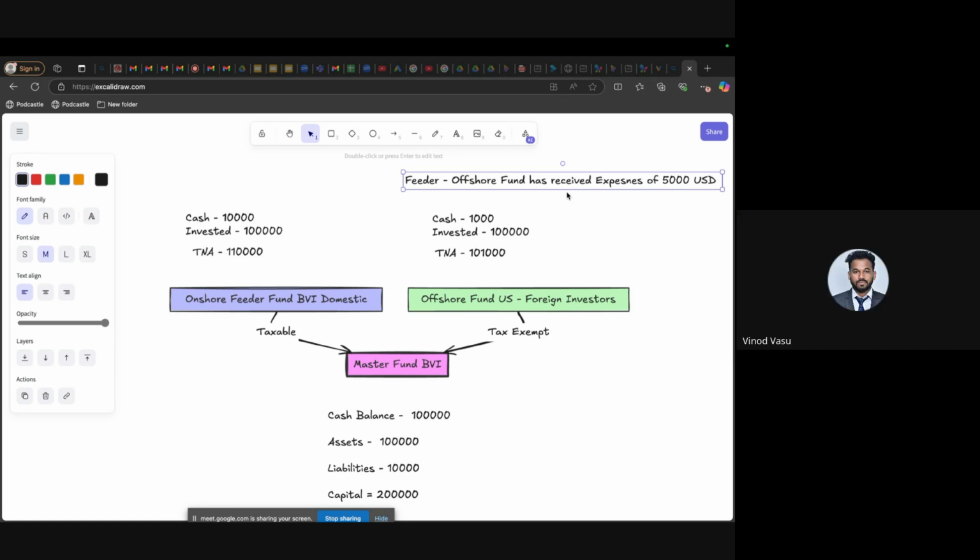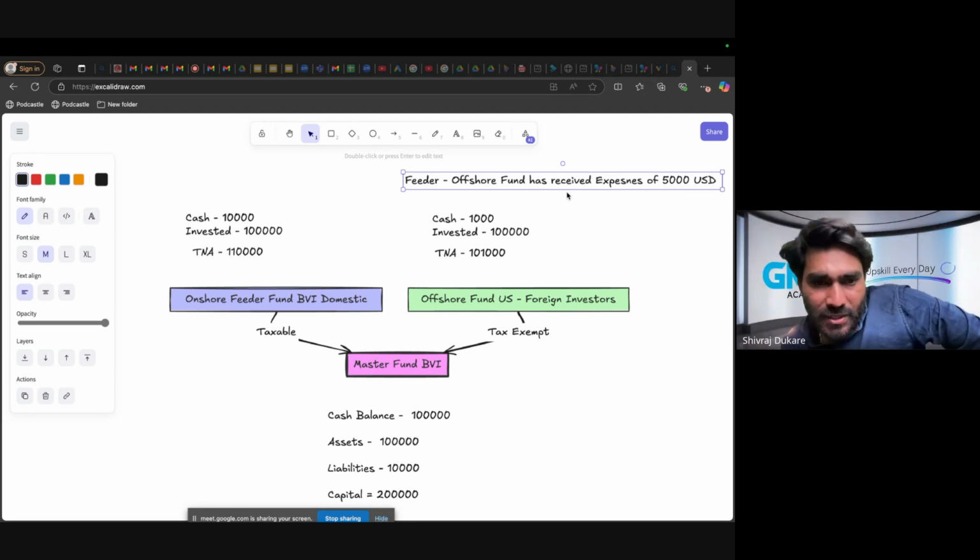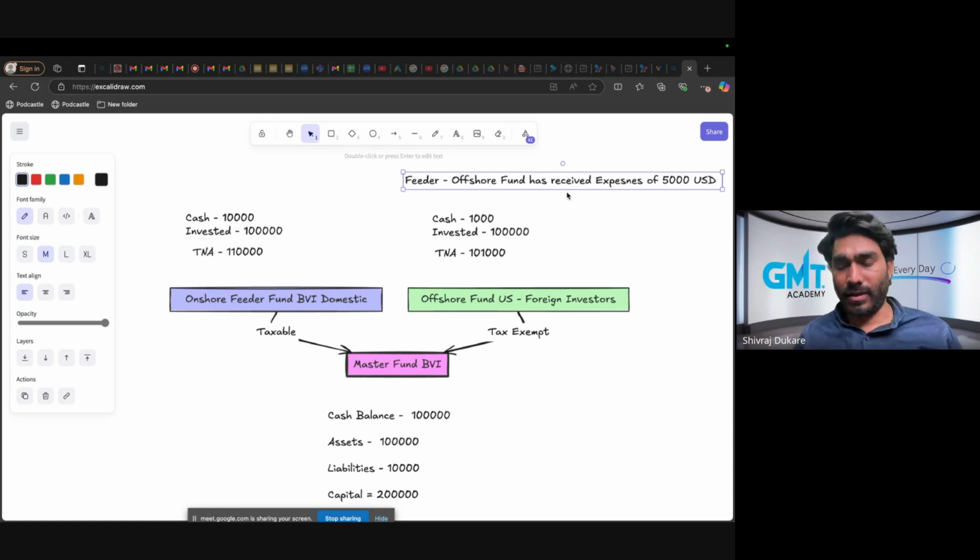Maybe they will raise a request to the master fund. Okay, one guess is the master fund. Come on, other guys, quick.